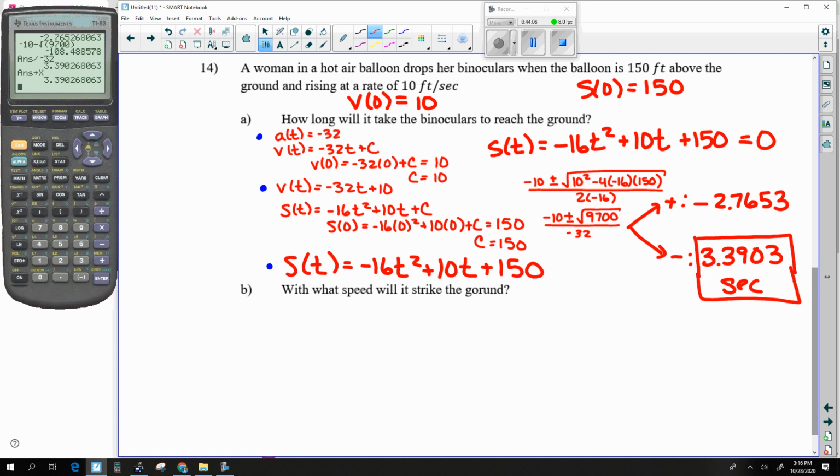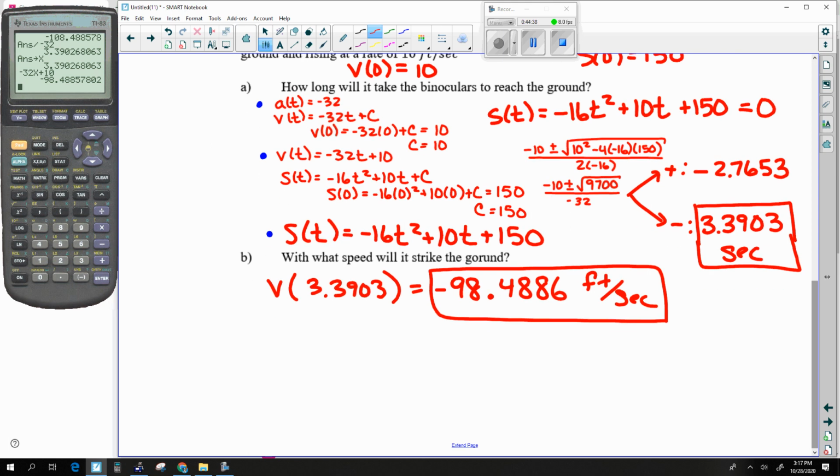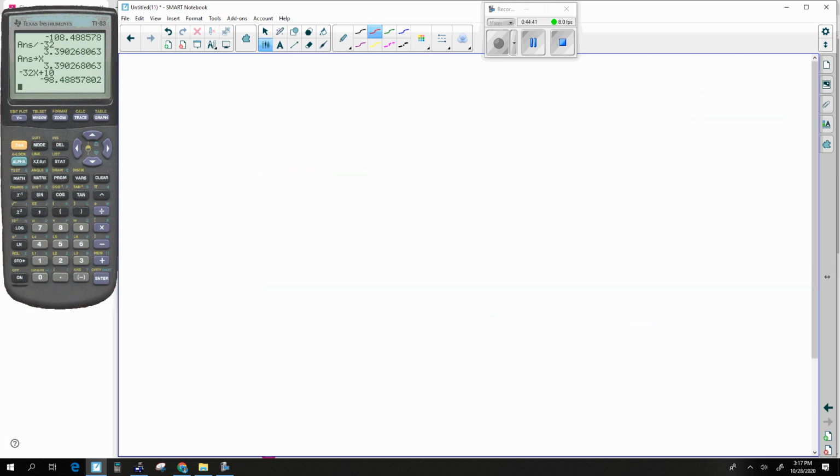All right, what speed will they hit the ground? That is asking what is the velocity at that time. So the velocity at time 3.3903. So the velocity is negative 32t plus 10. That comes to negative 98.486. Talking about feet per second. Hooray, we're done.